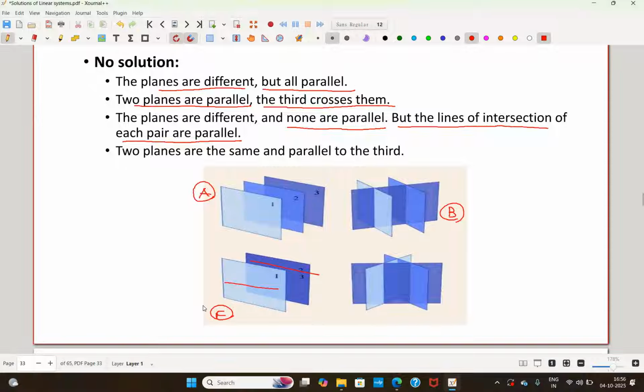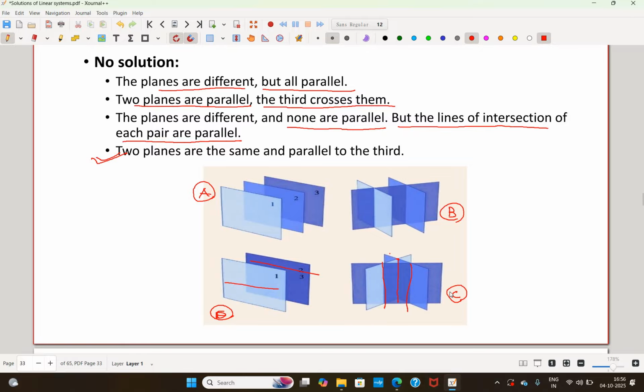I'm sorry. This is the case D, which is this last one. In this case, the two planes are different, but none are parallel. But the lines of intersection of each pair are parallel. So here you can look at these two planes intersecting. This is the line of intersection, and here, which is visible and at the back side, this is also the line of intersection of these two planes. Okay. So this is your case D.